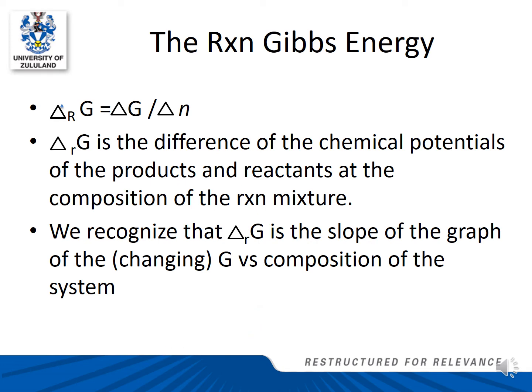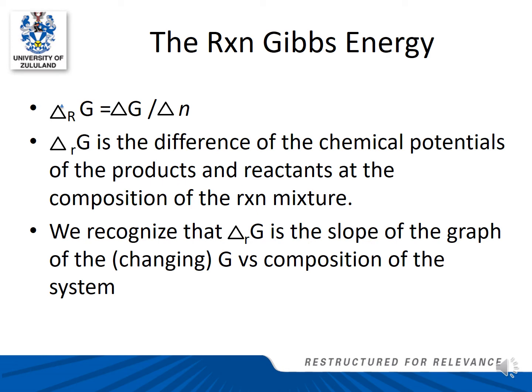So going back to the reaction Gibbs energy. By calculation, or in terms of the equation, the reaction Gibbs energy is equal to delta G divided by delta N, where N can be the number of moles. It means we need to have this particular graph: the change in the Gibbs energy divided by the change in the number of moles.